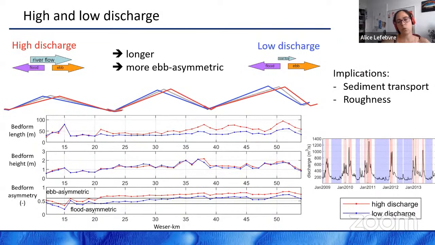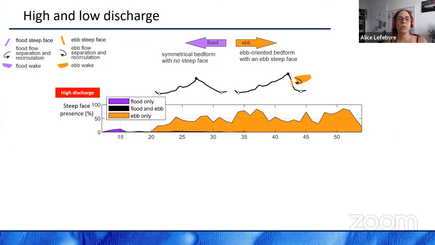And here I just want to say a few words about the implication it may have in terms of roughness. Because I told you I look at those steep face presence, and here the steep face is wherever the lee side is steeper than 15 degrees. And from my previous work, I know that if the lee side is steeper than 15 degrees, there is flow separation and turbulence and a lot of roughness, which is created. Here I show the steep face presence along the estuary, that's again the river kilometers.